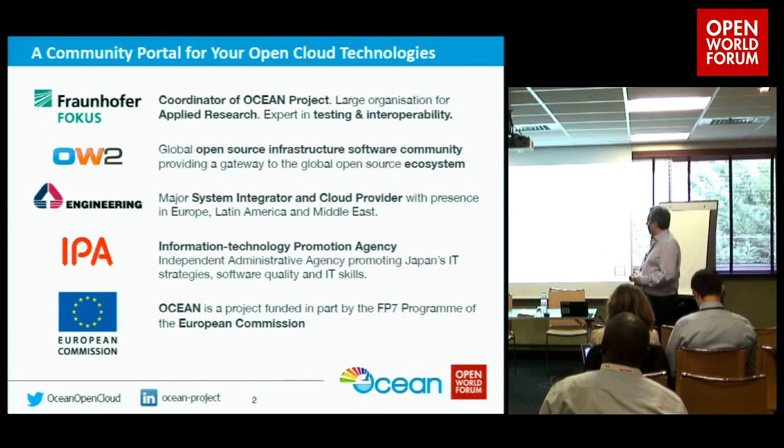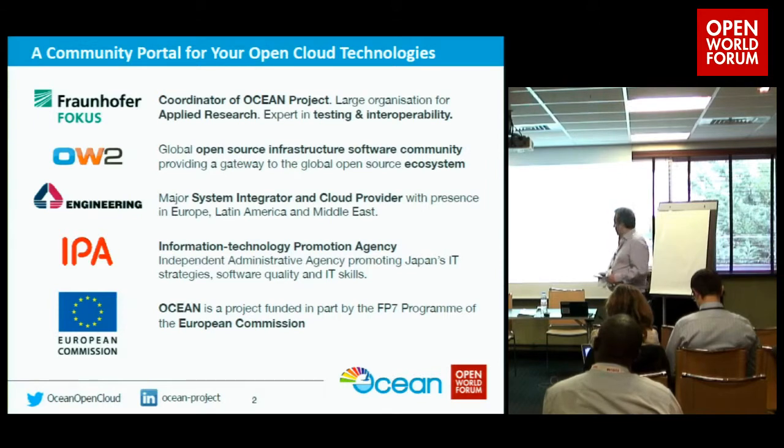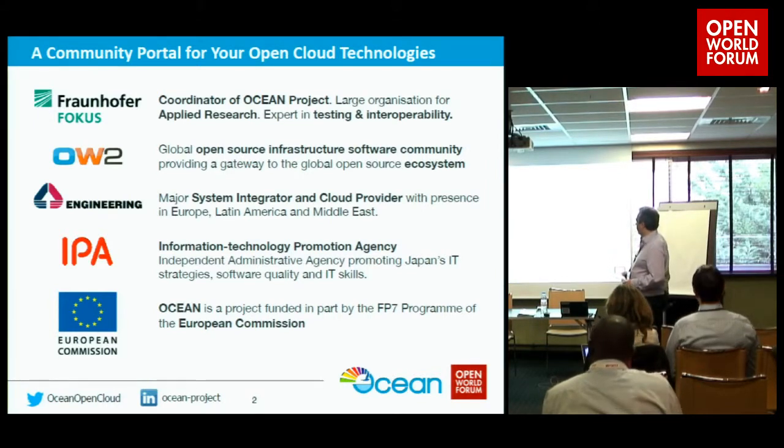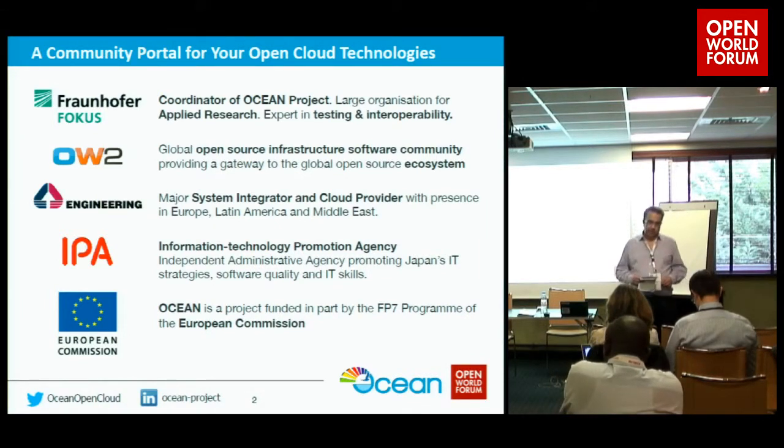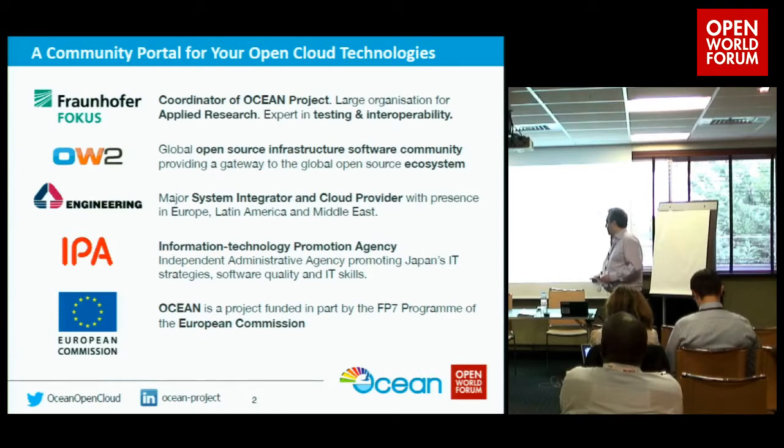OW2 and Fraunhofer is the coordinator of the project, which is a Fraunhofer focus department, a large organization in research and applied research. OW2 is the community of open source infrastructure software. Engineering is a large system integrator based in Italy. And IPA is the Japanese member of this project, which is an independent administrative agency promoting strategies and software quality, IT skills in Japan around cloud computing. So it is an FP7 project, funded by the European Commission.